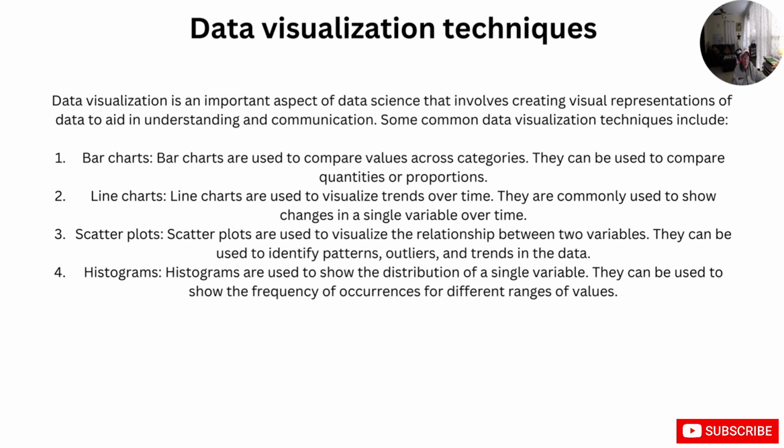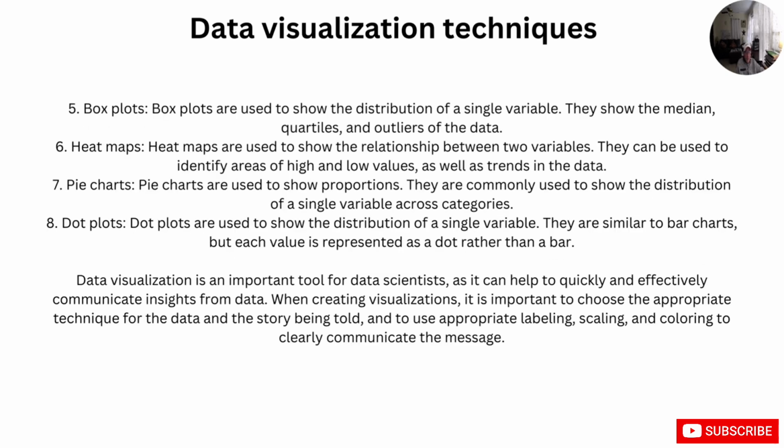Number four, histogram. Histograms are used to show the distribution of a single variable. They can be used to show the frequency of occurrences for different ranges of values. Number five, box plots. Box plots are used to show the distribution of a single variable. They show the median, quartiles, and outliers of the data.